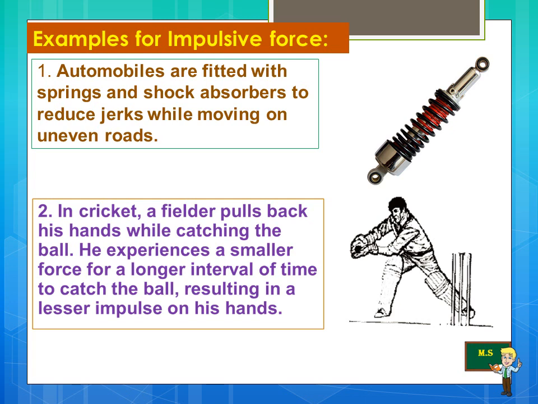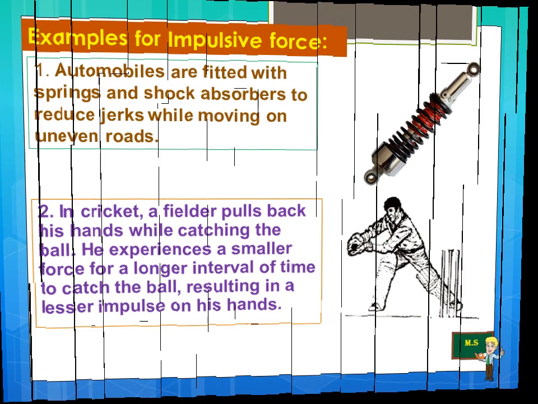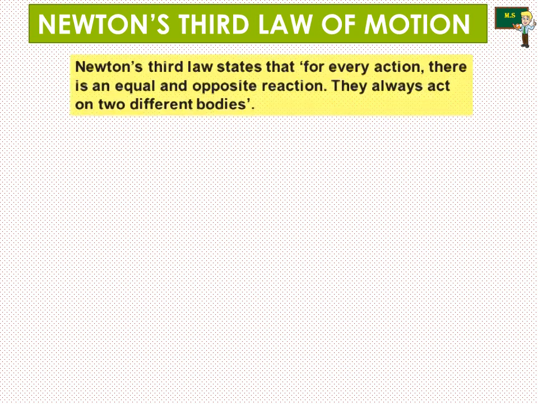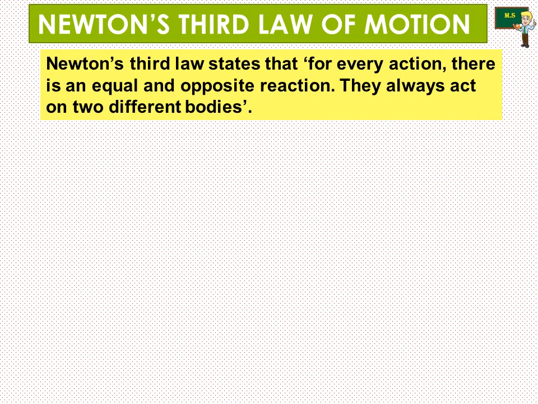Okay. So let's move to the next part of this lesson. It's Newton's third law of motion. Many of us know about this third law of motion. Let me explain what that is. Newton's third law states that for every action there is an equal and opposite reaction. They always act on two different bodies. And what are the examples for this?